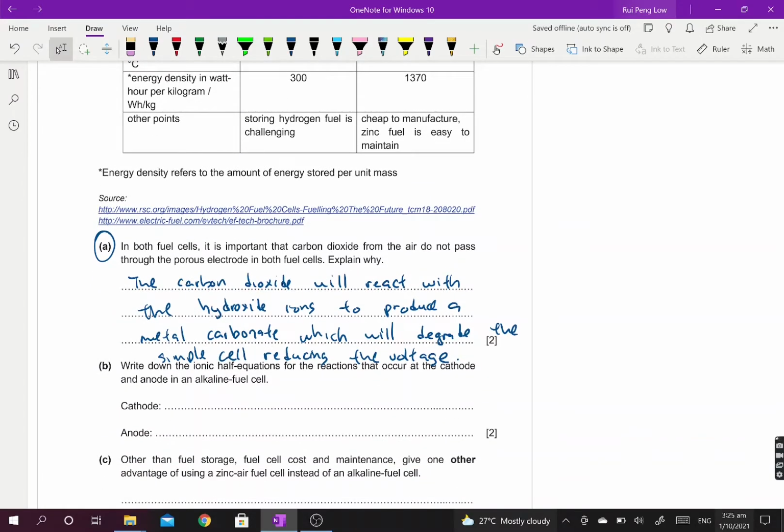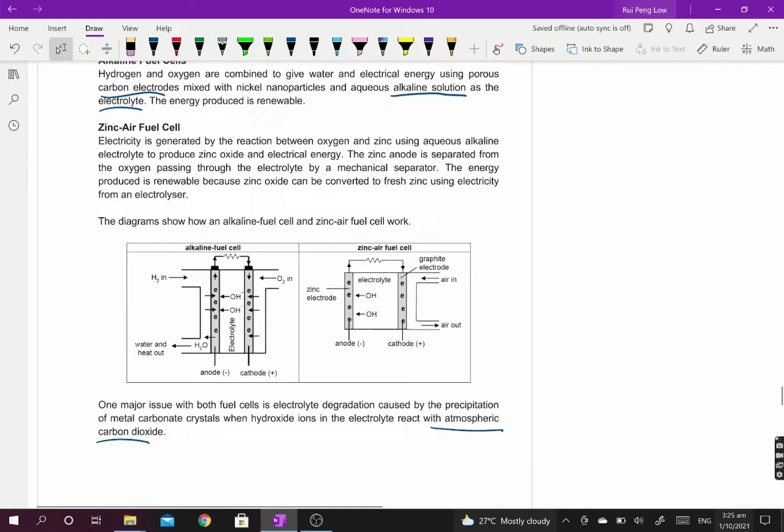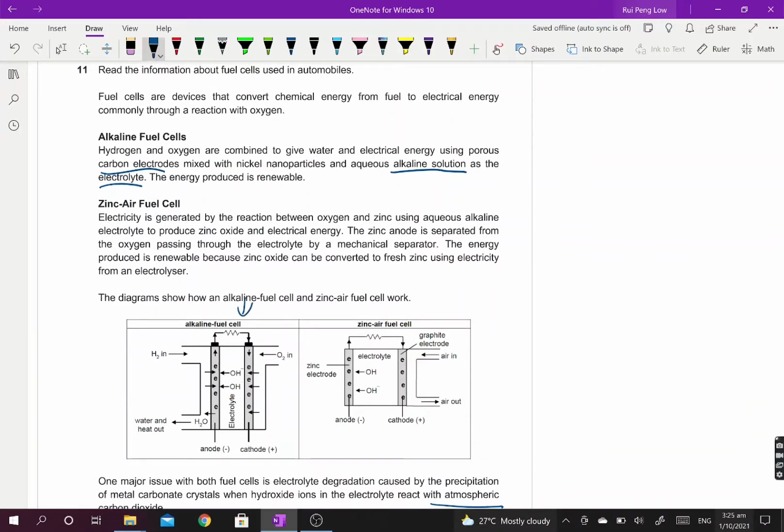Okay, so part B: write down the ionic half equation for the reaction that occurs at the cathode and anode of the alkaline fuel cell. Okay, so we need to focus here. Let's take a look at the diagram. It may give us some clue. Okay, we only know that the hydrogen and oxygen combine to give water.